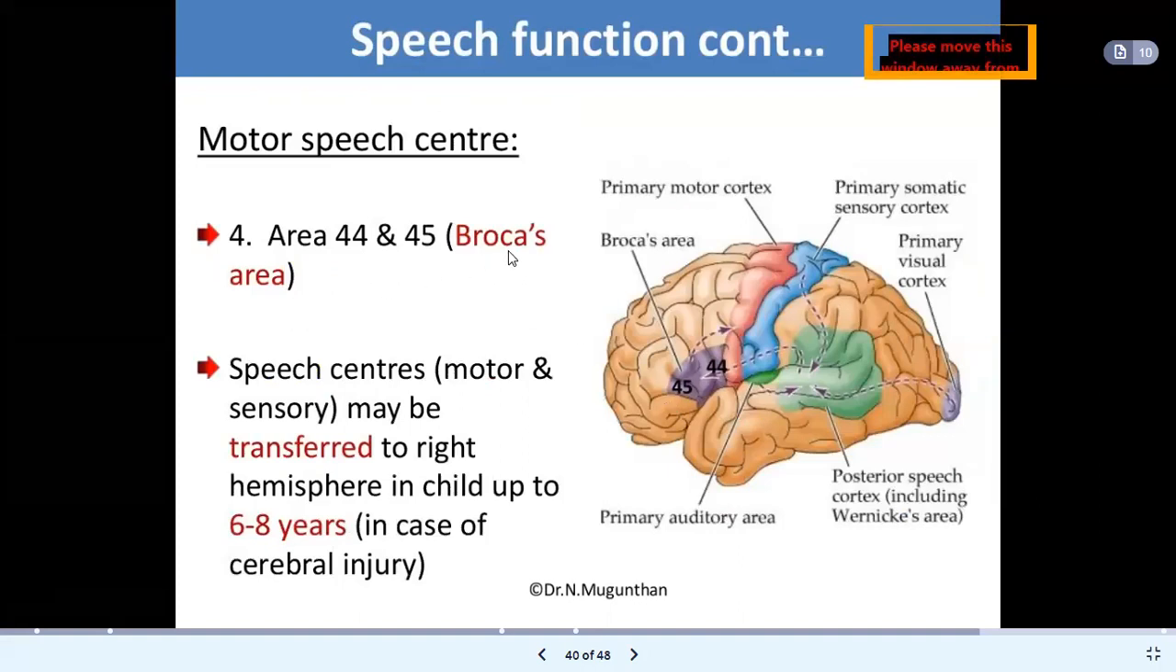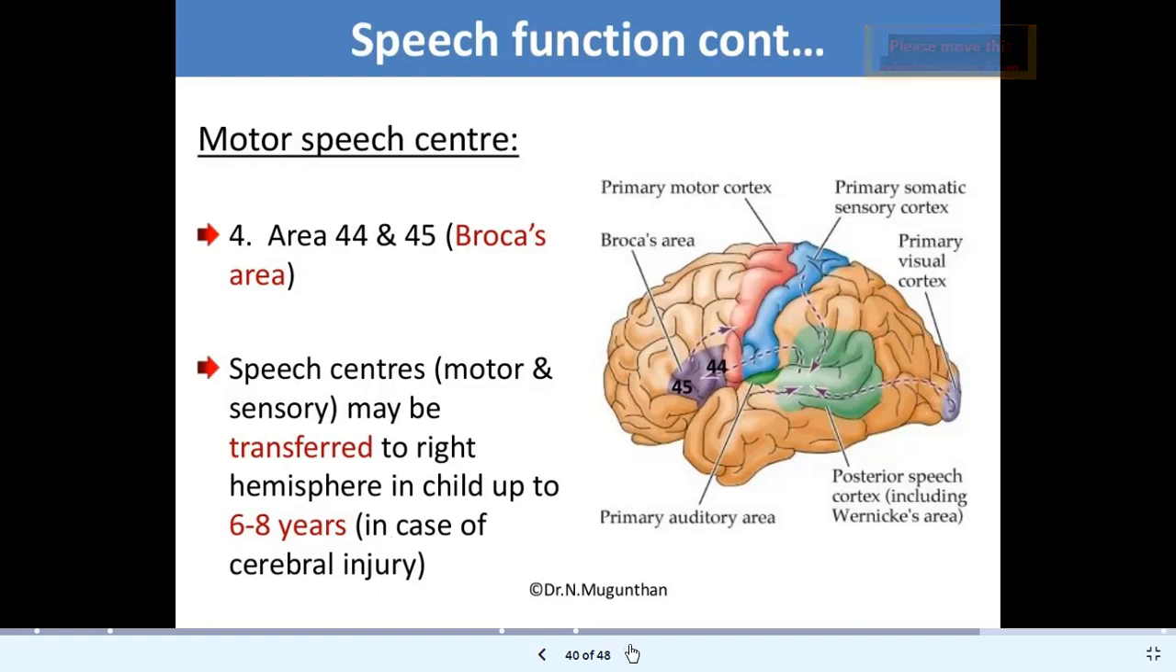Broca's area itself can come as a 3 marks question. So area number 44 and 45 basically control the motor speech centers. Motor and sensory speech functions may be transferred to the right hemisphere in a child up to 6 to 8 years in case of cerebral injury.